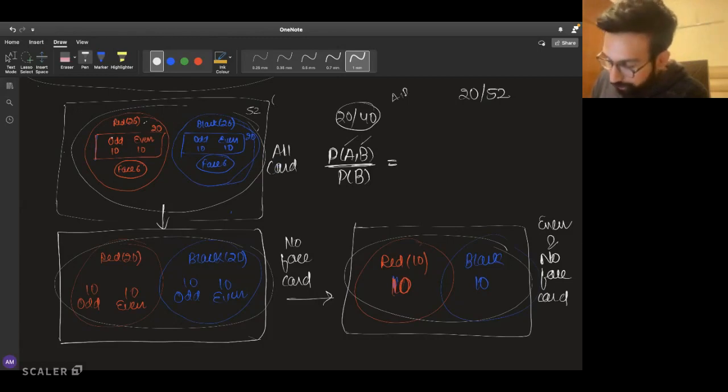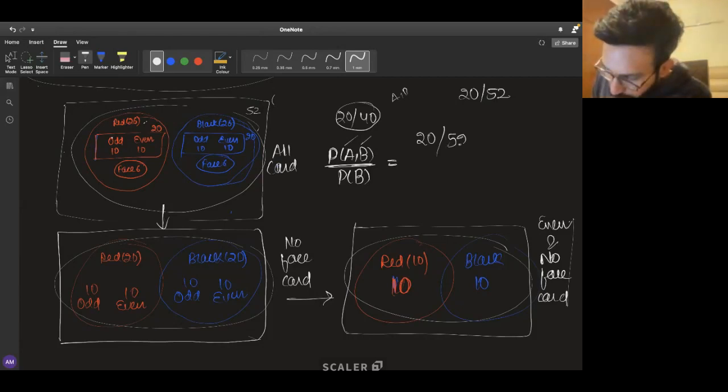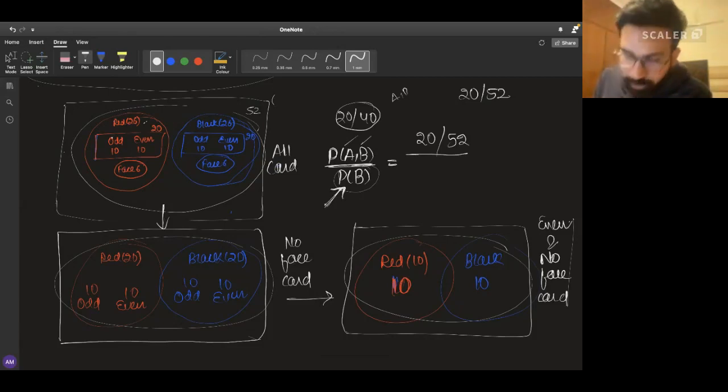So what are the possible outcomes wherein this condition is true? What is the condition? That it's not a face card and it's an even number. So that will be 20, right? Even and no face card, out of a total sample space of 52 cards. The second probability is of PB. PB is the case where it's not a face card.